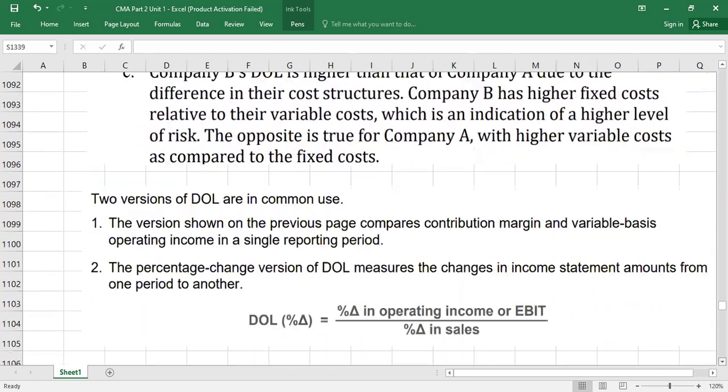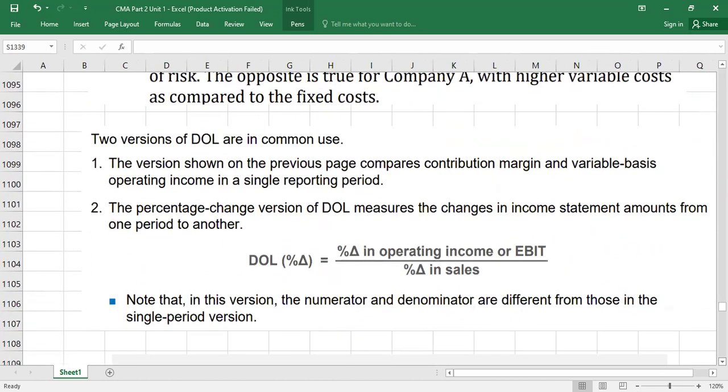Now I'm going to tell you the second formula. First formula, don't forget: if you have single period data, single year data, then degree of operating leverage is always measured using this formula, contribution margin divided by EBIT or operating profit. But if 2 years of data is available, then we will apply the percentage change version.